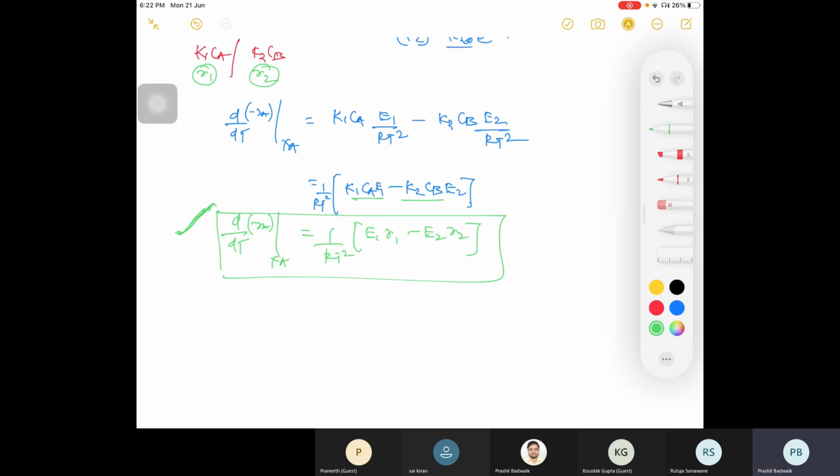Kaushik, Saikiran, Rutuja. Yes, sir. Okay, this is your equation.